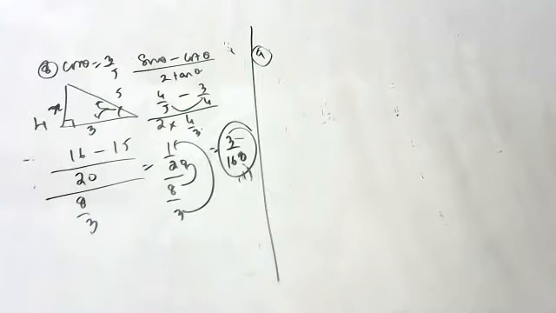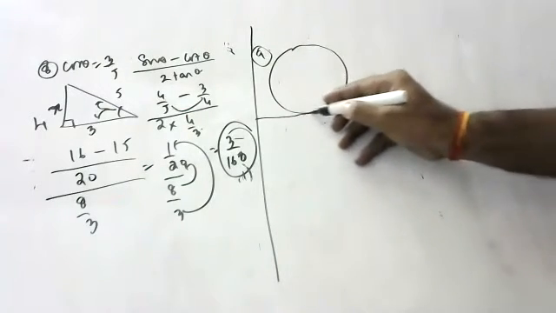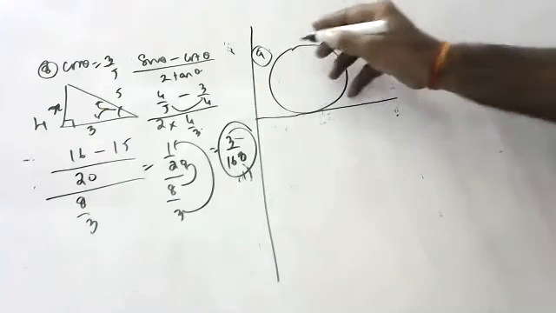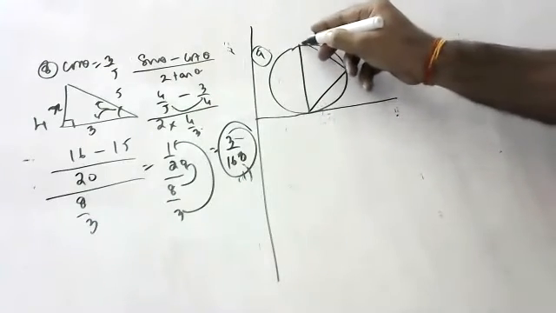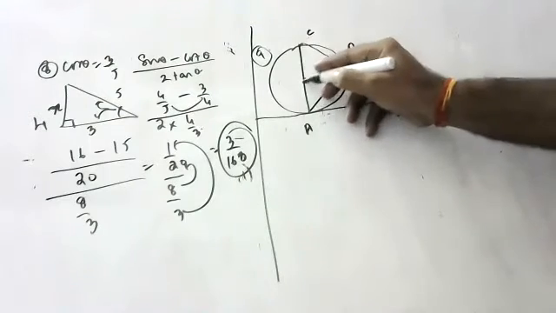Let's see here, children. Ninth question. In the given figure, children, see this is a circle. This is a chord. This is C, B, A, O.